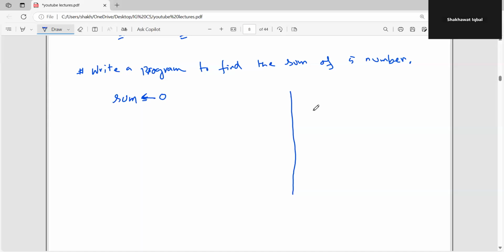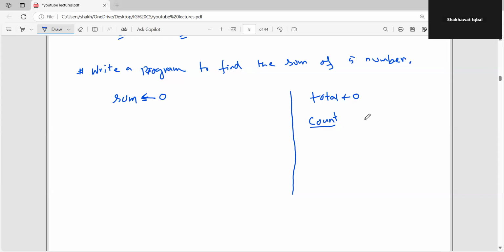So first of all, think like you wake up in the morning. I ask you, how much do you have? You said, my total is 0. Now I put here a count because I'm going to give you 5 numbers and you need to find out the total. So you need a count to see how many numbers came to your life so far.